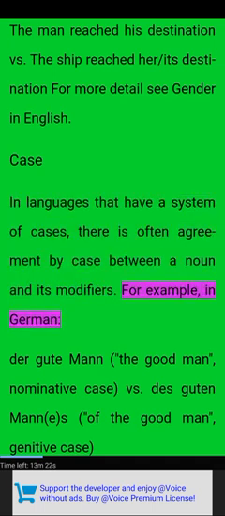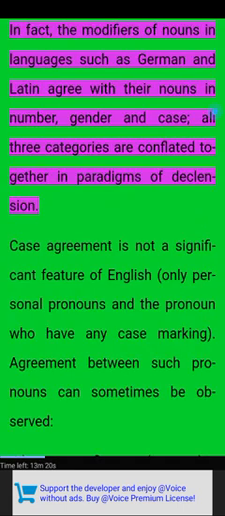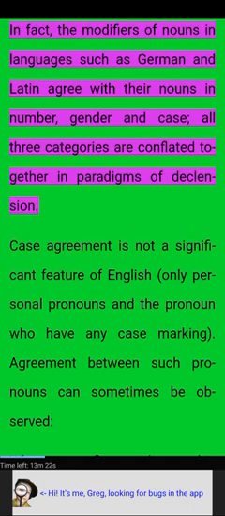For example, in German, "der gute Mann," the good man, nominative case, versus "des guten Mannes," of the good man, genitive case. In fact, the modifiers of nouns in languages such as German and Latin agree with their nouns in number, gender and case. All three categories are conflated together in paradigms of declension.